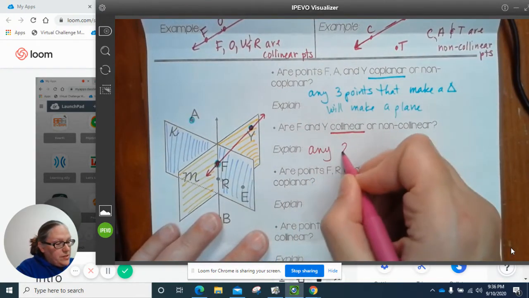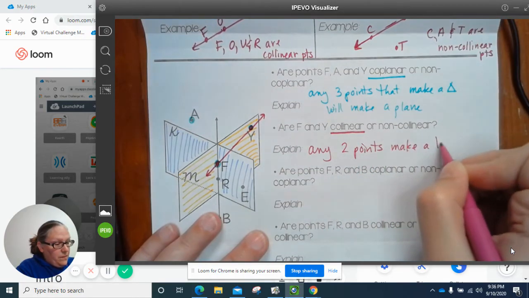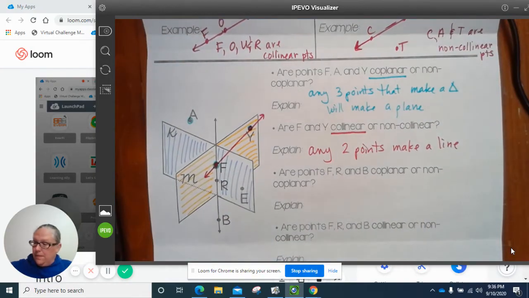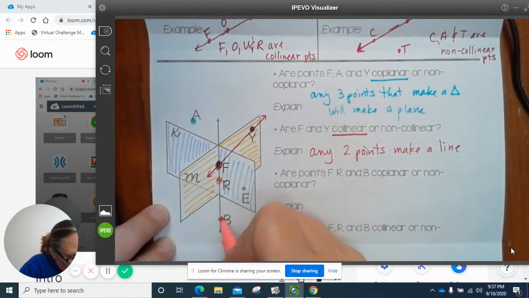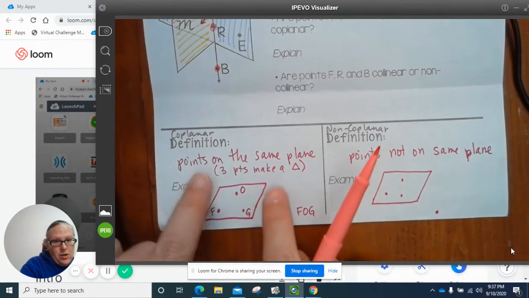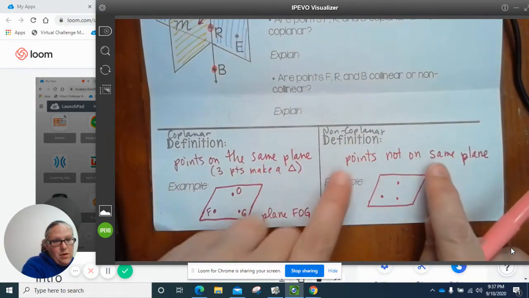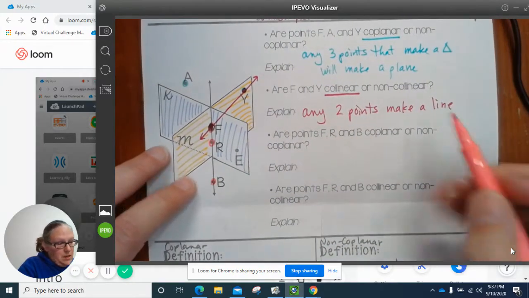Any 2 points make a line, no matter what, no matter where they are. Okay. All right, next one. Are points F, R, and B coplanar or non-coplanar? So here's F, here's R, and here's B. Coplanar or non-coplanar? What did you pick?